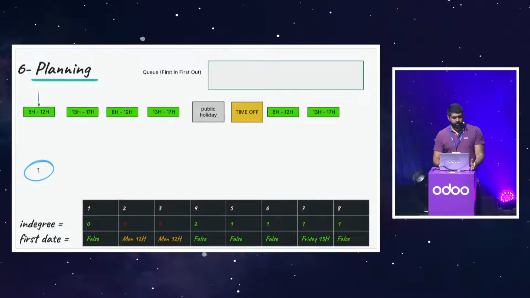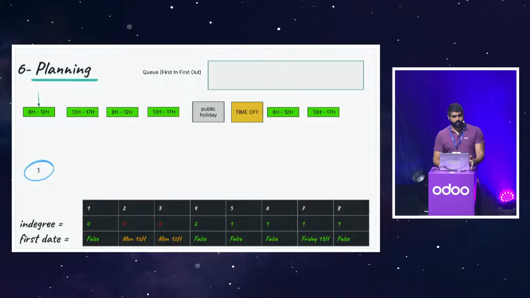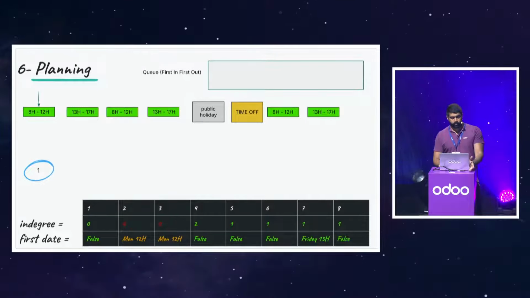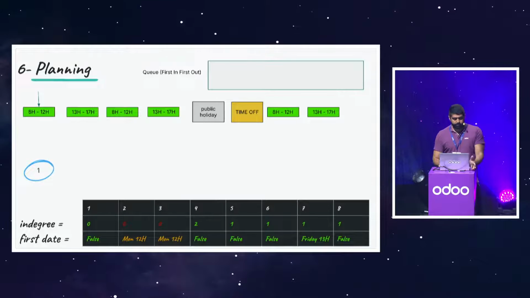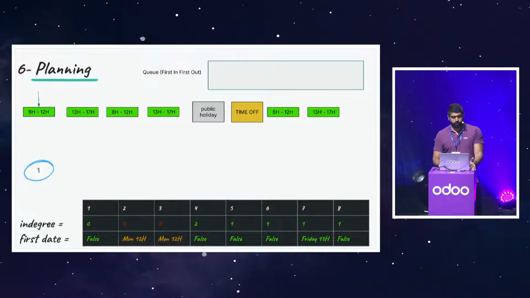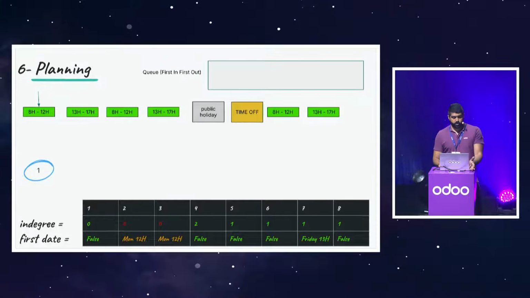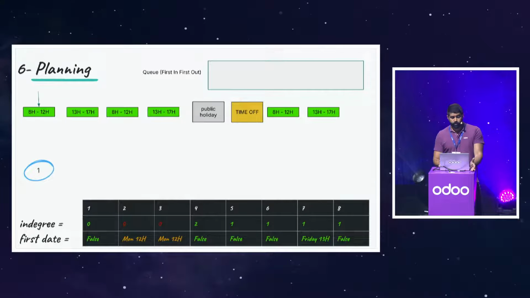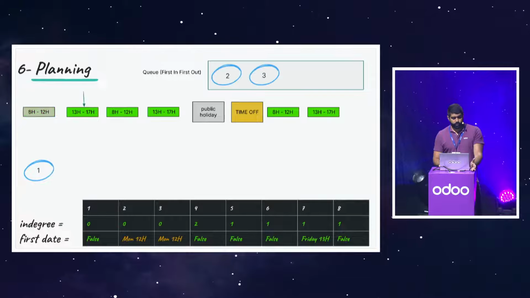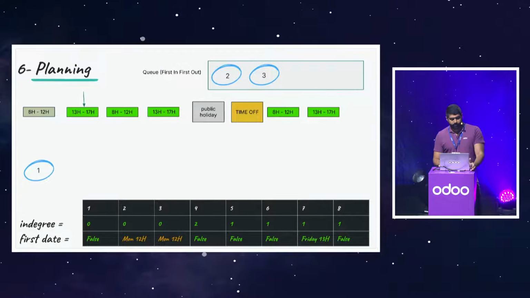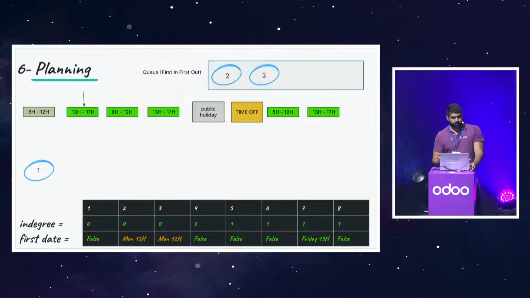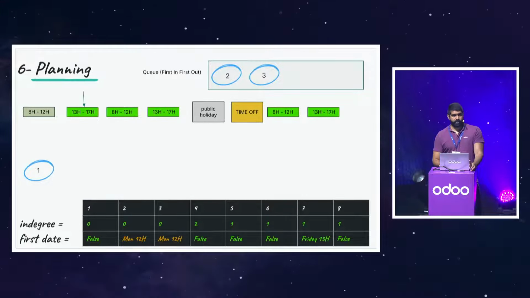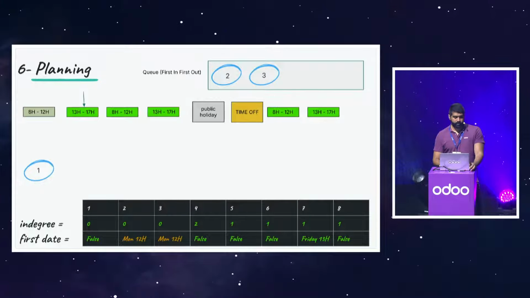I update the in degree of all coming tasks because, as you can see, 1 is blocking 2 and 3. So 1 is planned. It's no more blocking 2 and 3. We can update their in degree. Now it's 0 for 2 and 3. We can simply push them in the queue, advance our pointer, and the first date should be updated because 2 and 3 should not be planned before the end date of task 1.